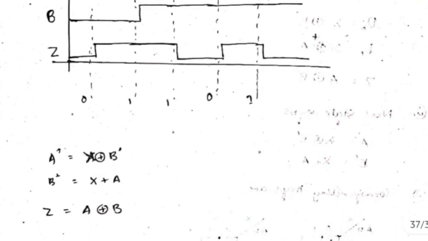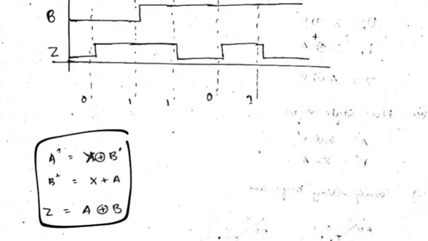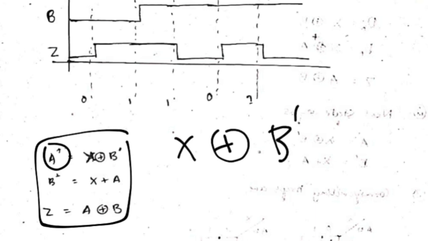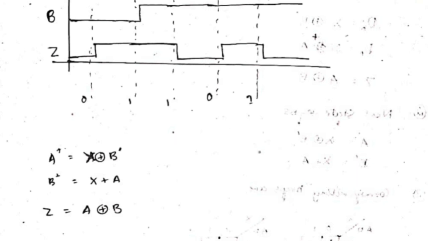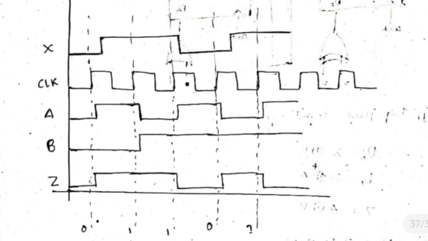Initially all these three will be 0, and we will be making changes according to these equations. Okay, for example, see here, the next state of A is X XOR B dash. Okay, initially X is 0, B is 0, so B dash will be 1. What is X XOR 1? X XOR 1 is 1, right? So we will be making A as 1 in the first rising edge. A will become 1. Similarly we will do the changes for B and Z also according to this equation.